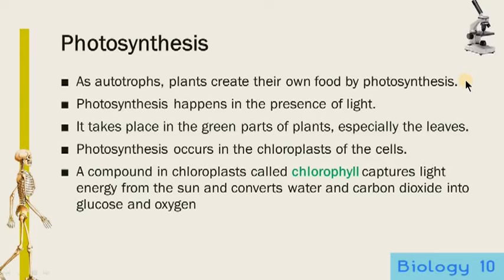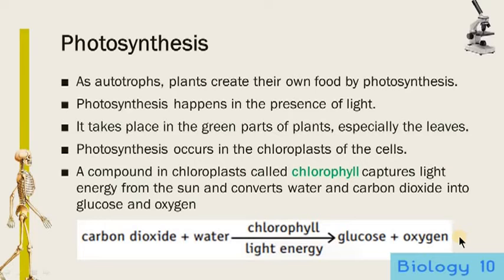In order for autotrophs to carry out photosynthesis, light is required. This will take place in the green part of plants, specifically in the chloroplasts, where the chlorophyll pigments are. Chlorophyll captures light. This is where photosynthesis takes place.